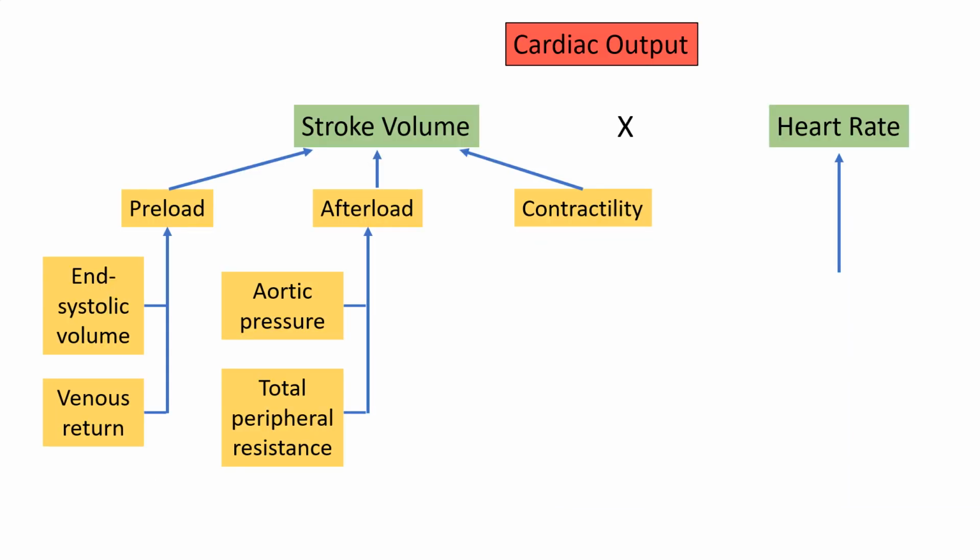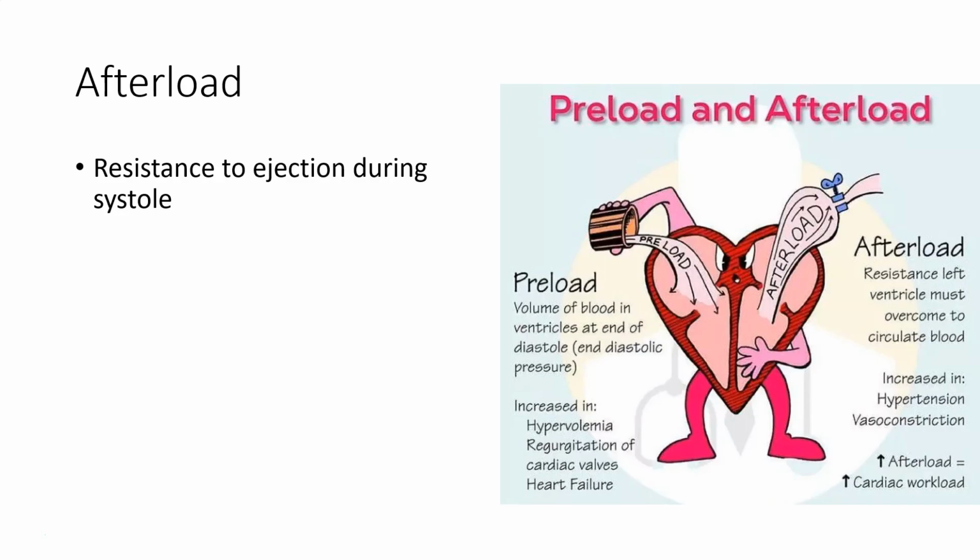In addition to preload, stroke volume is also affected by afterload. Afterload is determined by aortic pressure and total peripheral resistance. Afterload is the resistance to ejection during systole. So it's how hard that left ventricle has to pump to get blood out of the ventricle and into the peripheral arterial system.